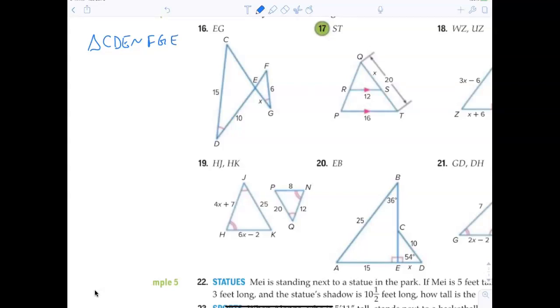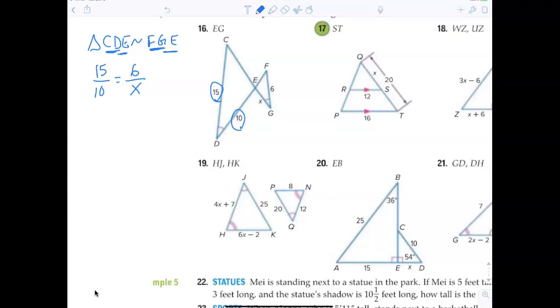All right, so now I like to do side to side. I'm going to go ahead and say 15 over 10 is equal to, now CD corresponds to what? FG, so that's 6 over, now 10 is DE, so DE has to be to GE, and GE is what we're looking for, X. Can you set it up differently? Yes. If you want to make an A on your test, that's how I recommend you do it.